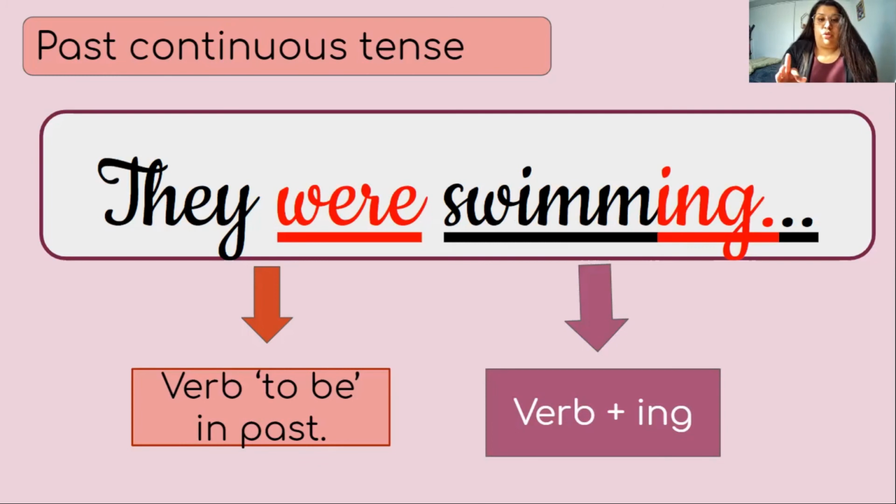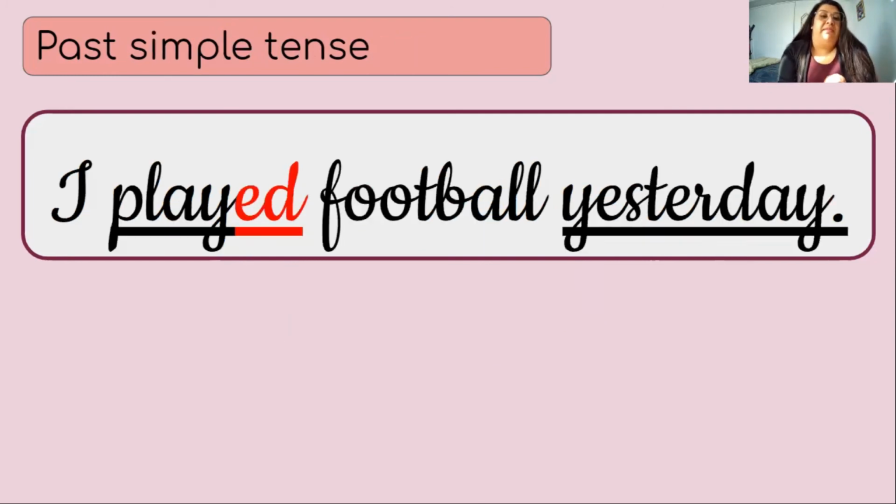1, 2, 3. Okay, and remember, when we talk about the past, we have 2 different types of verbs. We have regular and irregular. Remember, the regulars, you only add the ed. Ya en el caso de los regulares, solo le agregamos el ed.